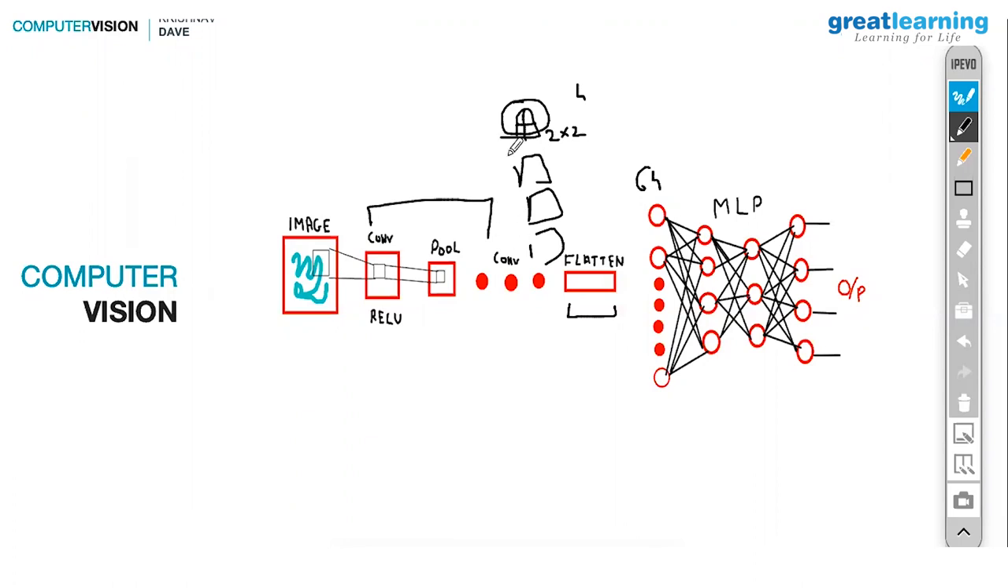So now go reverse. If I need 16 of this, how much should be my previous value? We'll keep expanding. I'll show you down the line. But this is what majorly we do.